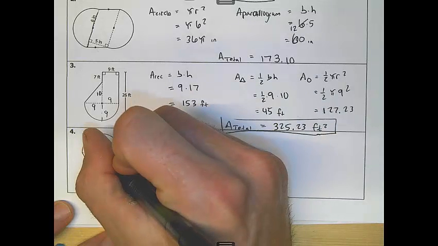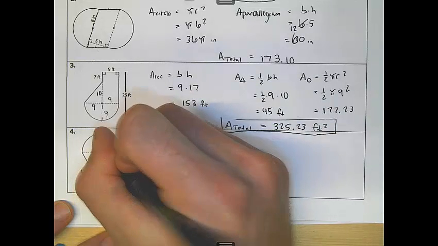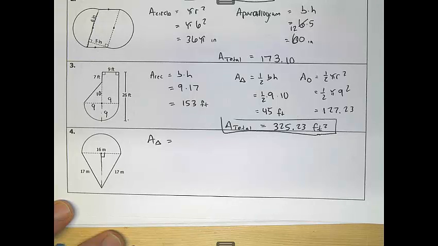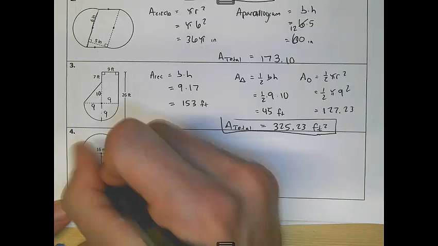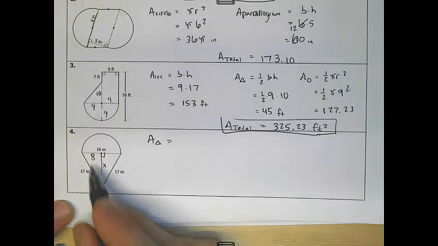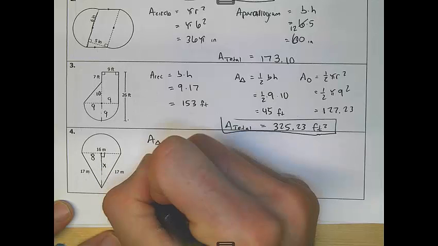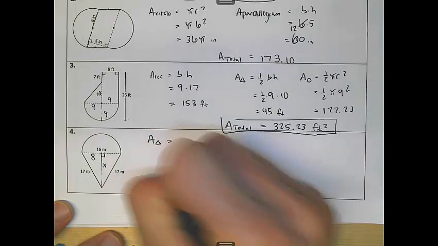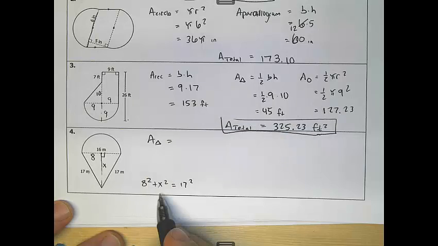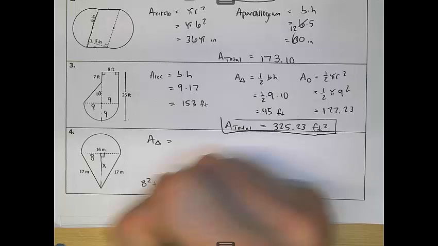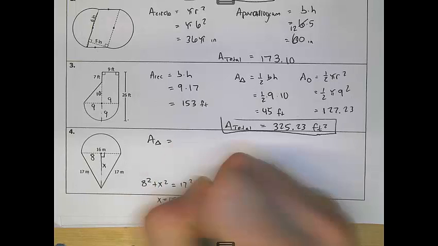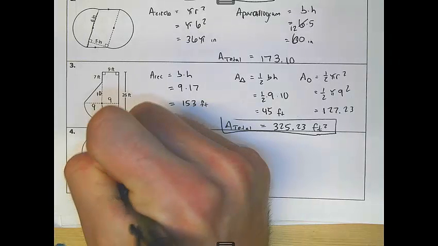So what I'm going to do is I recognize I have an isosceles triangle. I'm going to need to find the height of that. So I'm going to use the Pythagorean theorem. This is 8. So if I do 8 squared plus, I'll call this x, I guess, 8 squared plus x squared equals 17 squared. And then I can solve for x, which you guys all know how to do now, which gives you 15. So x is 15. So this distance right here is 15, the height.